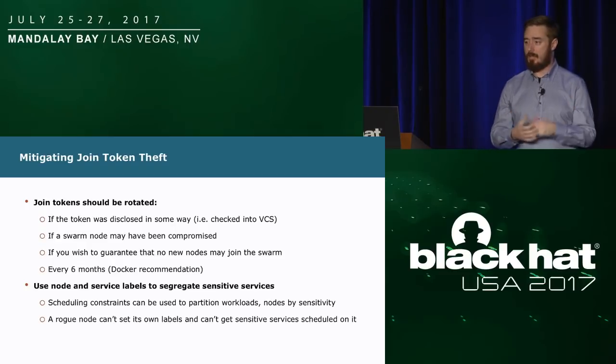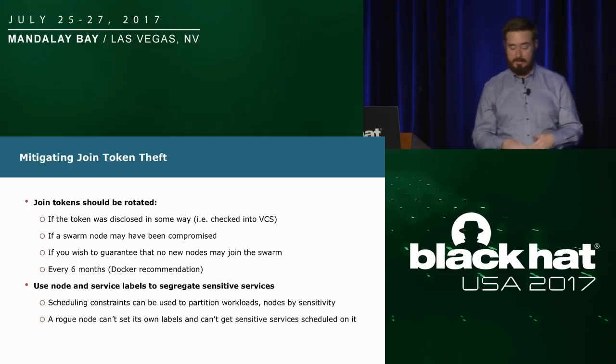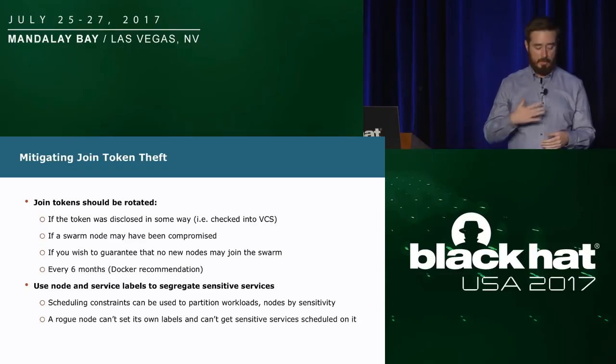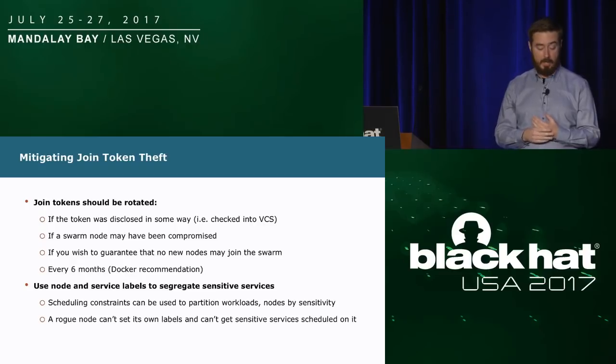It's pretty easy to run things like Git hooks that can actually detect this, or you can use the GitHub API to find that through your repos. So you can write a job that will search for this, and anytime that happens, boom, just expire the token. Or if you have other reason to believe that a swarm node may have been compromised.